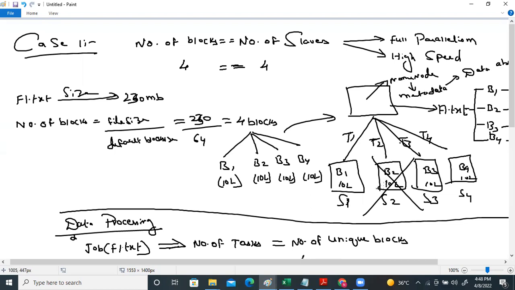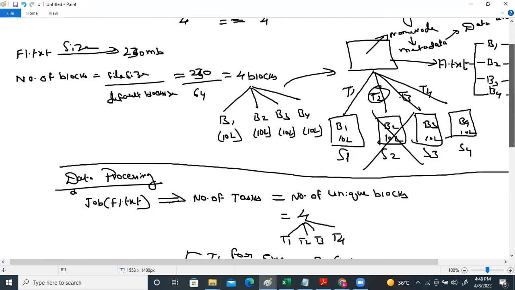First is the data loss: 10 lakh records are lost. Secondly, this T2 task is failed. T2 failed means the entire job also failed. So how is Hadoop able to overcome this kind of situation? When multiple tasks are executed by multiple slaves, if any slave suddenly goes down, the task of that slave will be assigned to another.